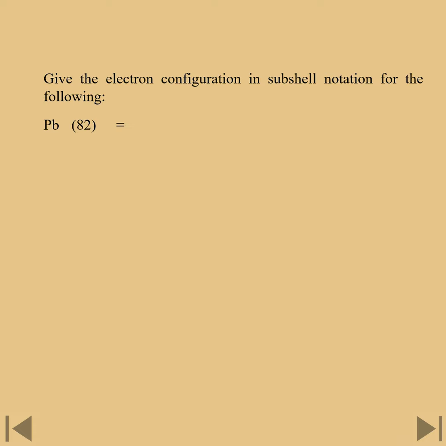So again, that was 1s2, 2s2, 2p6, 3s2, 3p6, 4s2. I hope you're following along in the periodic table as I'm doing this. 3d10, 4p6 brings us to krypton.